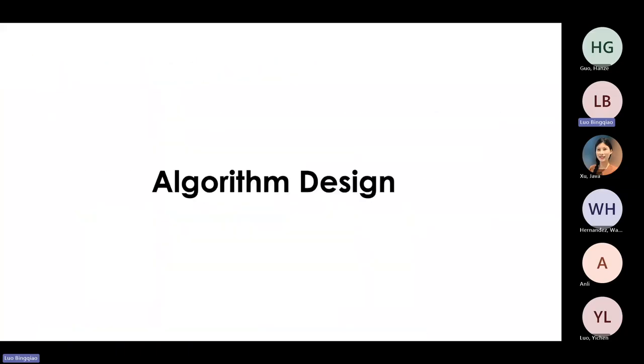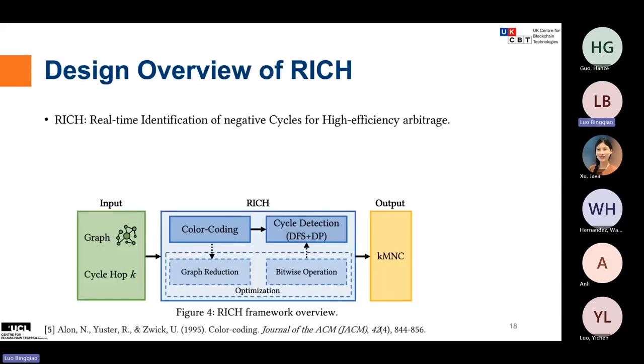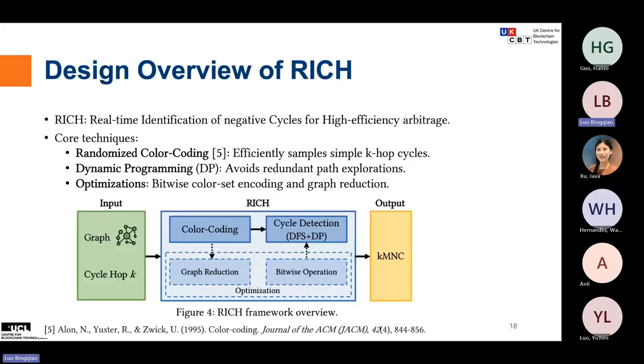So I will cover the high-level framework of what Reach does. Basically, it combines several techniques. First, we use the randomized color coding method to sample simple K-hop cycles. The color coding method helps to avoid redundant paths and focuses the search on validated candidate cycles. Then we apply a dynamic programming approach to avoid recomputing partial paths. After that, we designed two specialized optimizations tailored for color coding, and all of this works together to make Reach both theoretically sound and empirically efficient. Let's look deeper into each of them.